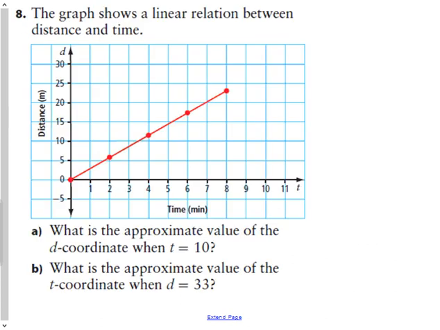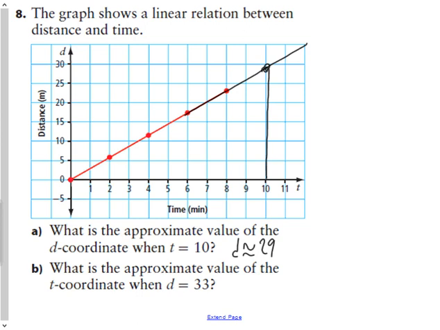Question 8, the graph shows a linear relation between distance and time. What is the approximate value of the D coordinate when T is 10? I realize my line is gone, so I'm going to continue to extend my line, and then extrapolate the answer. I'm going to say D is approximately, not quite 30, maybe 29 or so. If you said 30, that's fine, roughly.